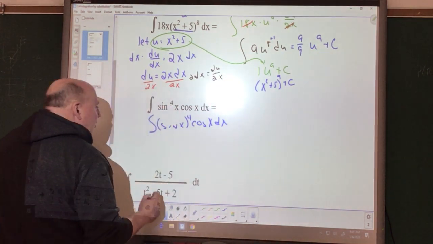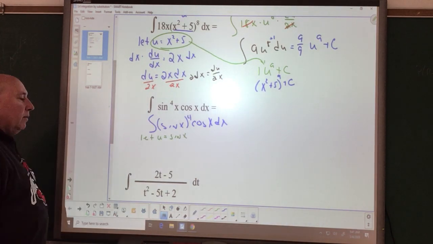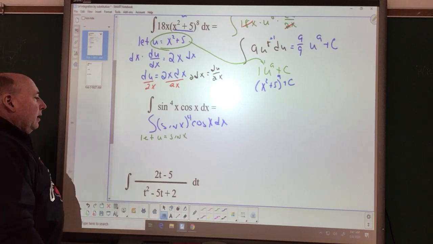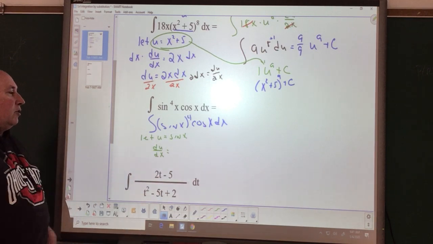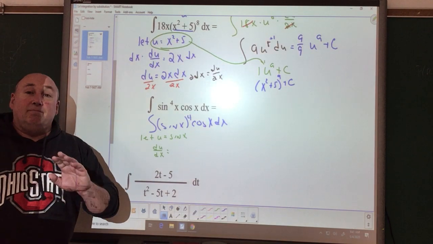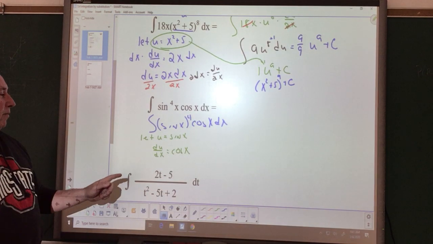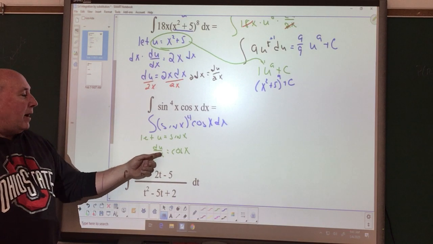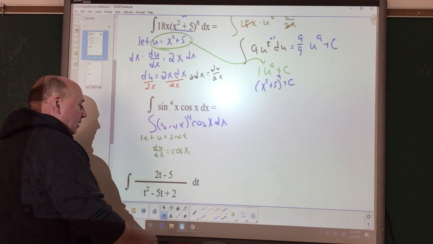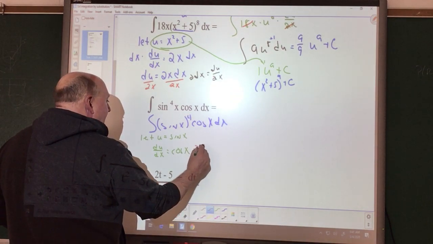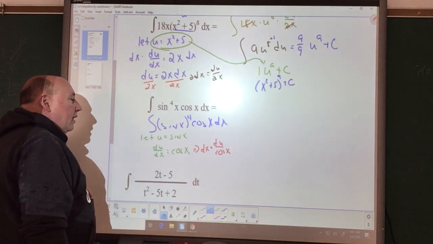So let's let u equal the sine of x. So du dx is equal to the derivative of sine, which is cosine of x. We can once again multiply by dx, but then we're going to divide by the cosine of x. So we're left with dx is equal to du over cosine of x.